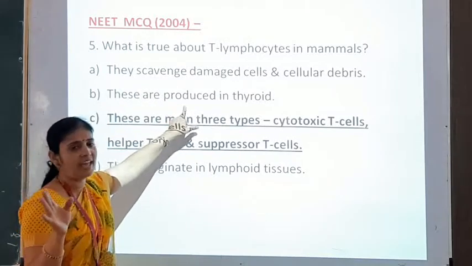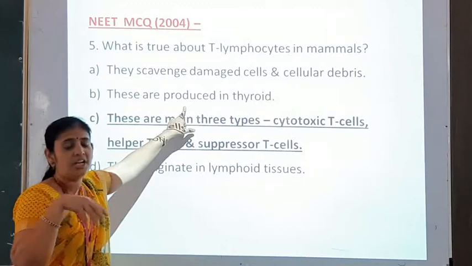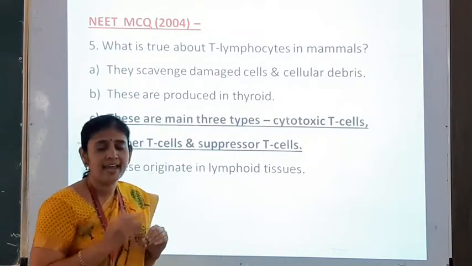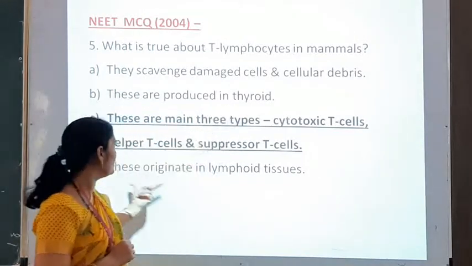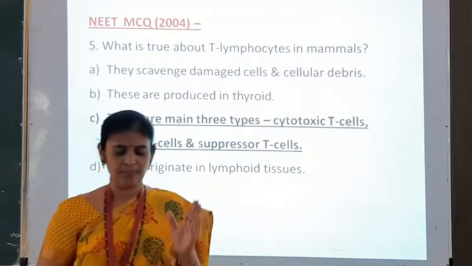These are produced in thyroid? No, these are not produced in thyroid. They are produced in bone marrow tissue, but they differentiate in the thymus gland, not thyroid. And these originate in lymphoid tissue? No, it is not the correct answer.